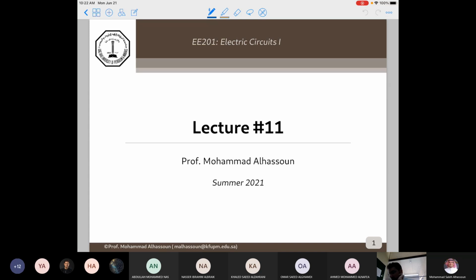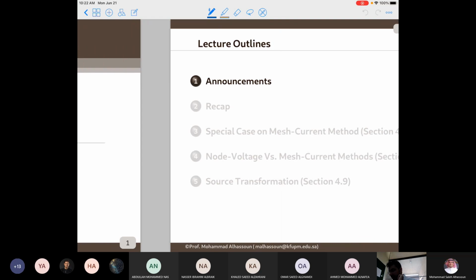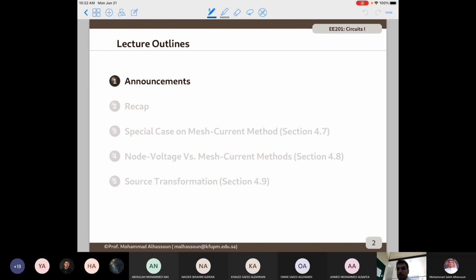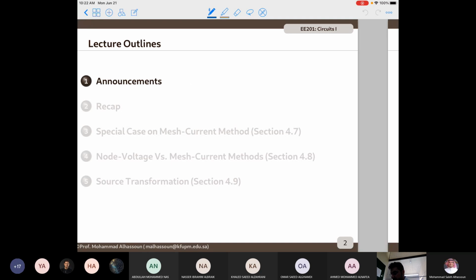Bismillahirrahmanirrahim. Welcome to E21. Today's lecture will be our 11th lecture, and in this lecture we're going to continue talking about the mesh current method. We introduced the mesh current method last time. In this lecture, we're going to continue talking about special cases associated with the mesh current method, in particular the notion of a supermesh. Then we'll talk about the difference between node voltage and mesh current methods, since we've covered both. And finally, we'll start a new analysis technique called source transformation.